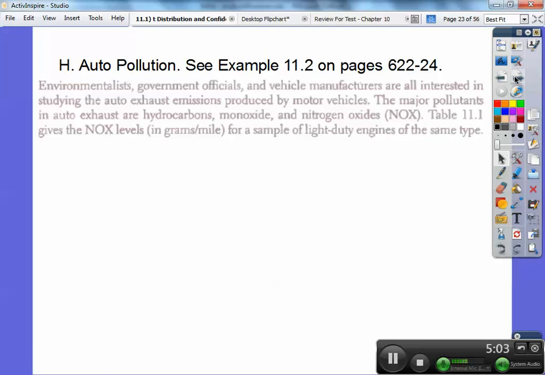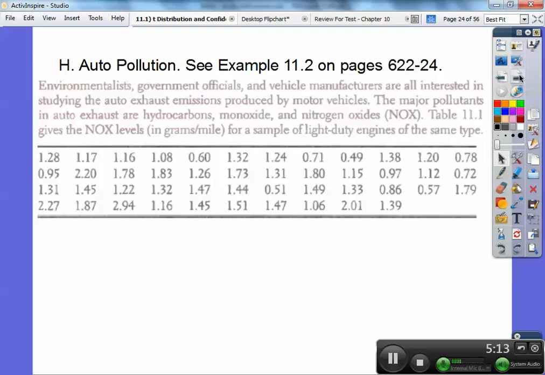Now look, it doesn't say it's a sample from the population, so we've got to write that. It does not say that. It's just a sample of light-duty engines, so we don't know if that came from the true population.